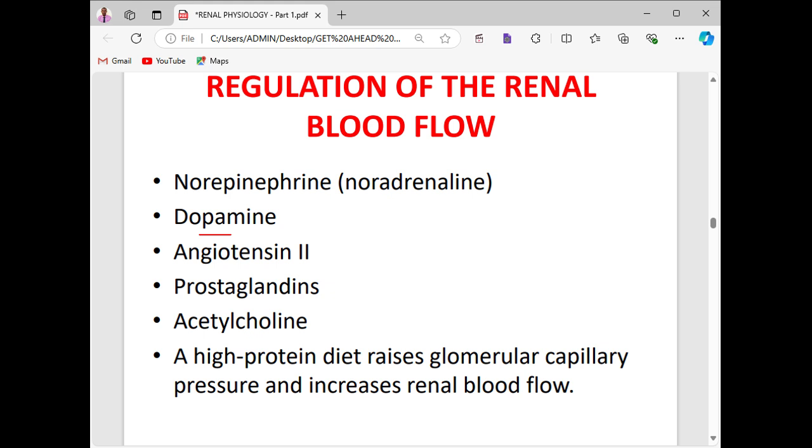Then when we talk of acetylcholine, your favorite, acetylcholine also produces renal vasodilation. And then when we have a high protein diet, a high protein diet basically just raises the glomerular capillary pressure and increases renal blood flow.